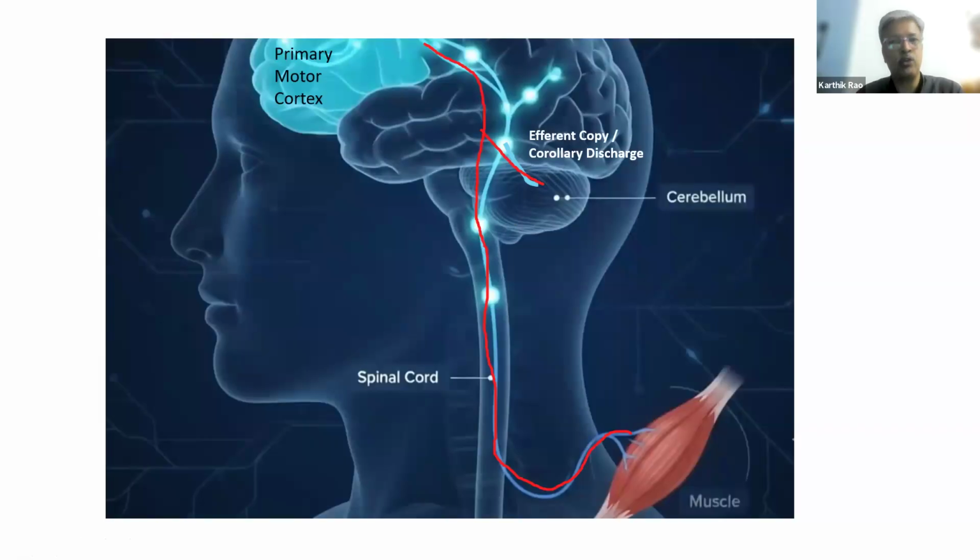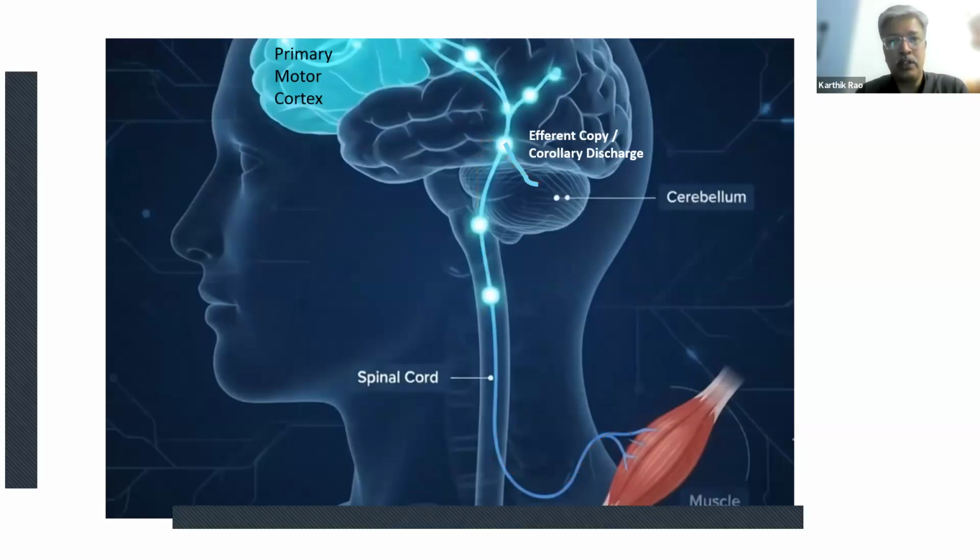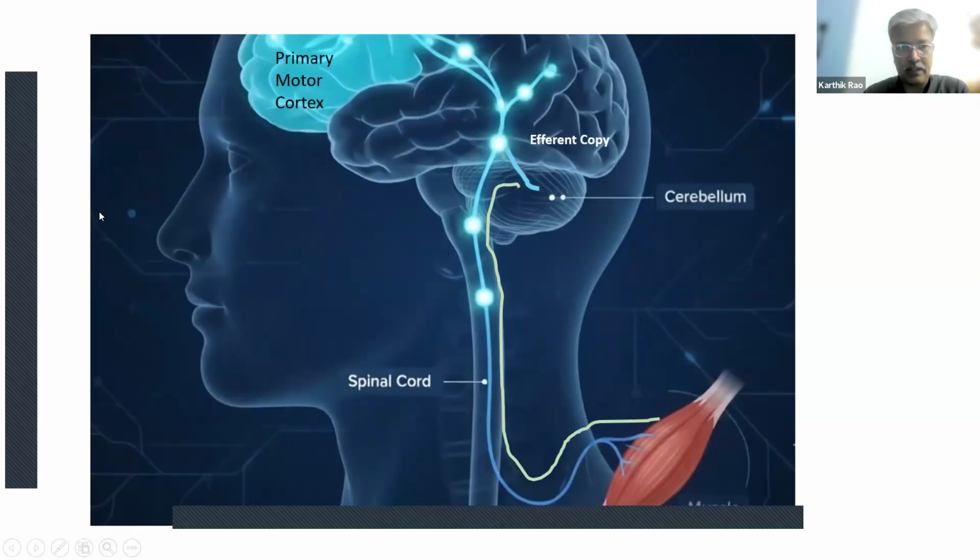Whereas when it comes to the cerebellum, it is a copy. It tells the cerebellum that I have asked the elbow to bend or the biceps to contract. So that kind of information goes to the cerebellum. So this happens only when there is a motor command initiated by the patient themselves. Okay, so now let's look at what happens after that.